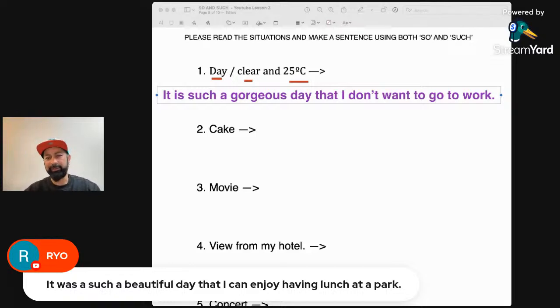Okay, let's try number 2. I've just got the simple word cake. The simple word of just cake. All right, using cake, using so or such, plus that subject and verb, what would your sentence be? What is your longer sentence?